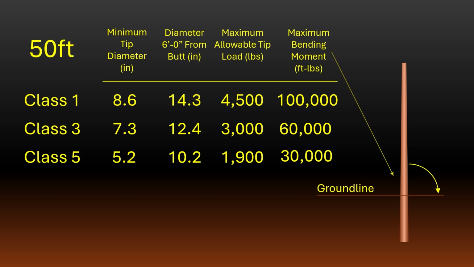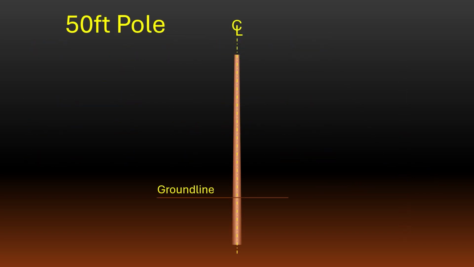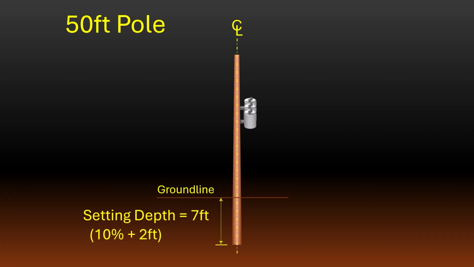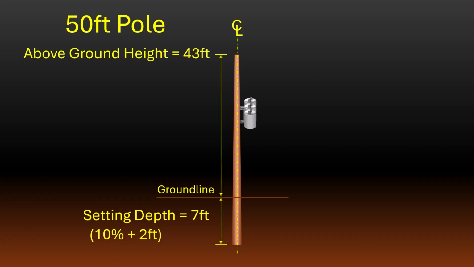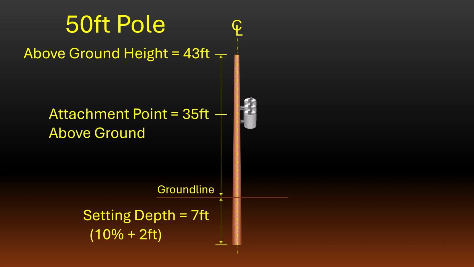Let's take a look at an example. Let's start with a 50-foot pole, and then we'll attach a 3-phase transformer bank. The standard setting depth of a 50-foot pole is 10% of the pole length plus an additional 2 feet. This gives a setting depth of 7 feet. This results in an above-ground pole height of 43 feet. We'll attach our transformer to a position 35 feet above the ground.